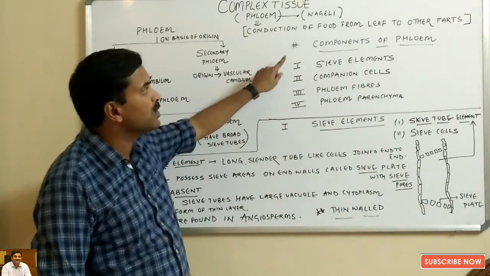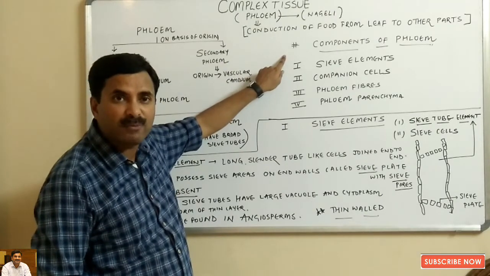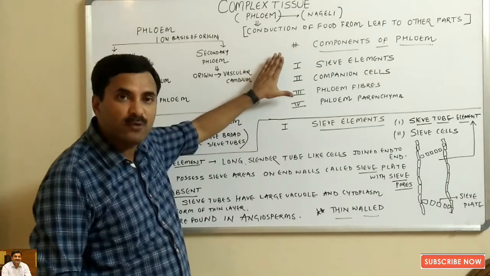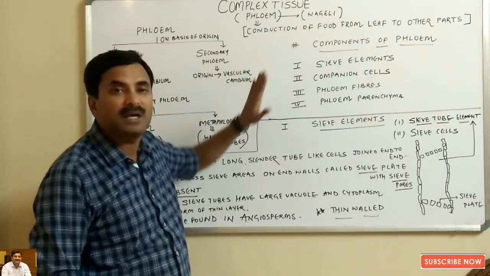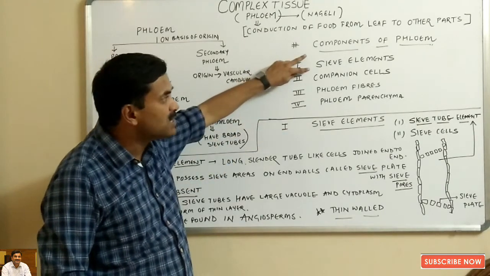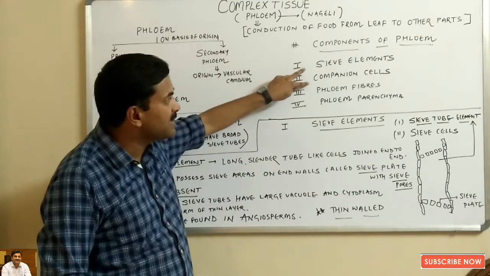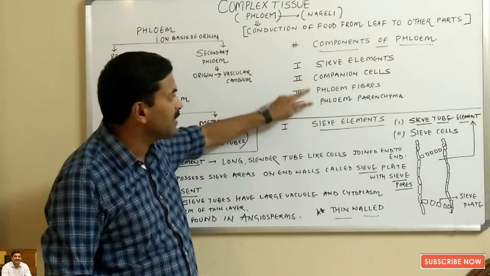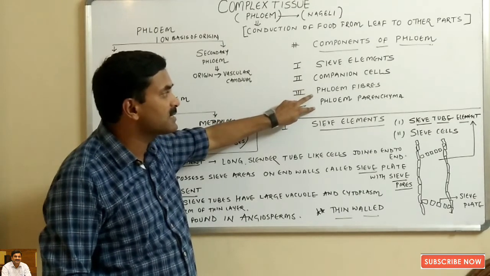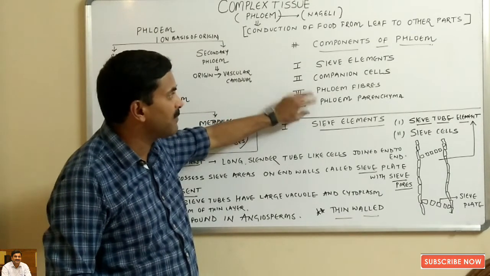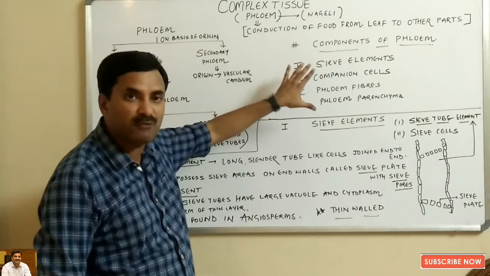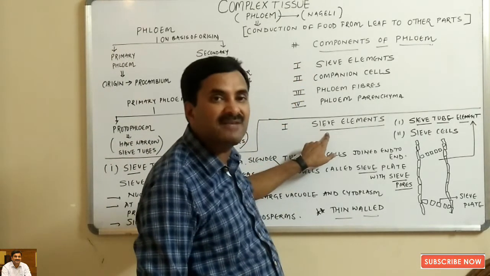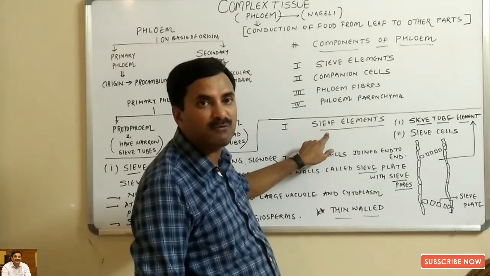Now let's have a look at the components of the phloem, how many components there are. Altogether, phloem is composed of four important components. The first is the sieve elements, the second is the companion cells, the third is the phloem fiber, and the fourth is the phloem parenchyma. So these are the components of the phloem. First of all, I am going to discuss the sieve element. This is the most important part of the phloem.